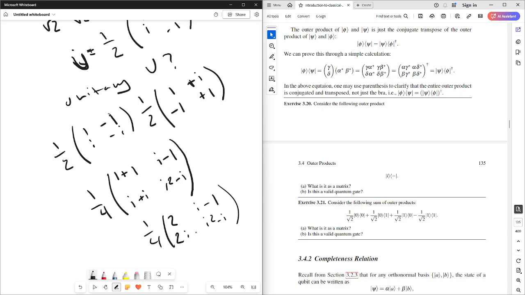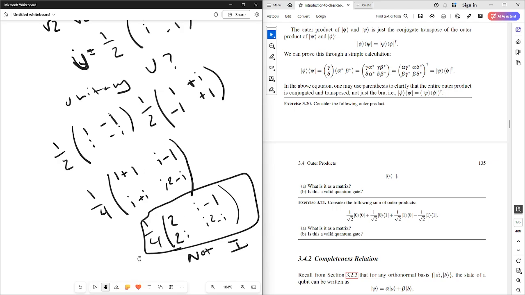Let's just take a look at the answer for 3.20. Oh, I was indeed correct. Once we multiply U times its conjugate transpose, the result that we get is valid, and it is not an identity matrix. Perfect.